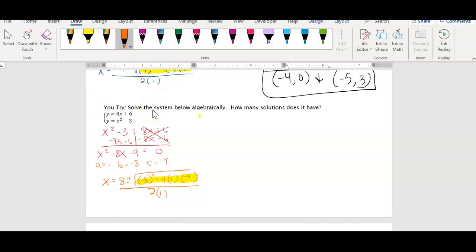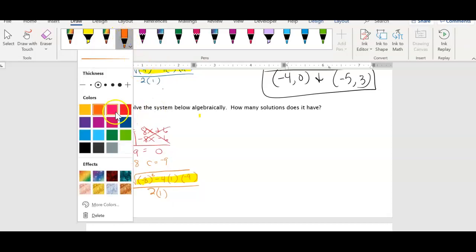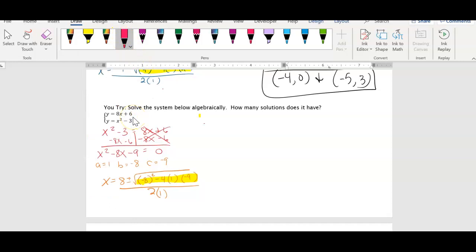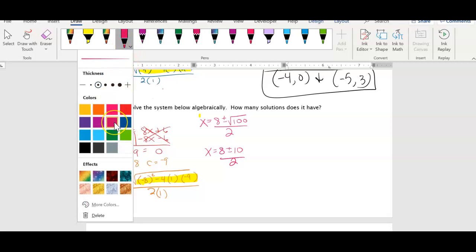So I'm going to write x equals 8 plus or minus the square root of 100 divided by 2. The square root of 100 is a perfect square. It actually equals 10. So I'm going to rewrite again. 8 plus or minus 10 divided by 2. Since all three are numbers, no square roots, that means I could split it into two problems.